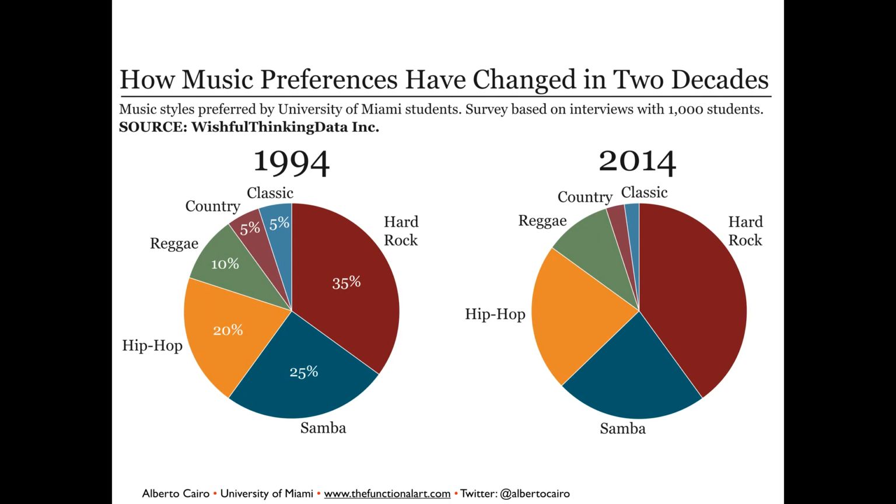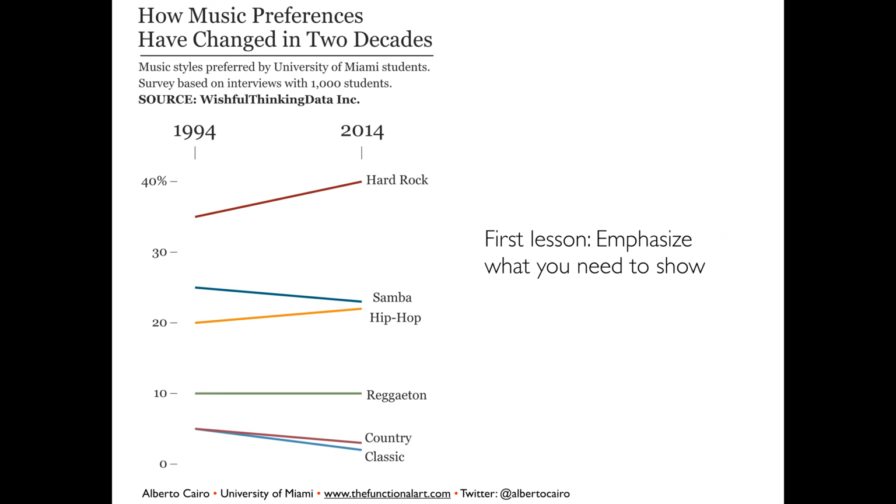For example, a slope chart, which is a variation of the time series line chart, showing you how things have changed. Hard rock has increased, samba has decreased, hip hop has increased, reggae. Well, before I wrote reggaeton. Here I need to correct this. It should read reggae, not reggaeton, which is a completely different music genre.